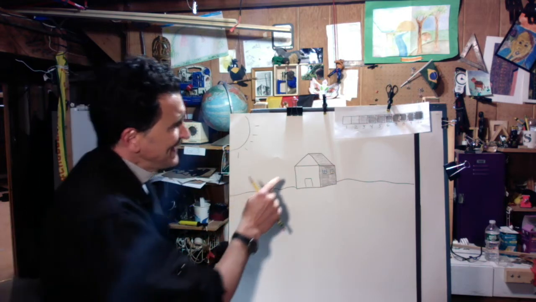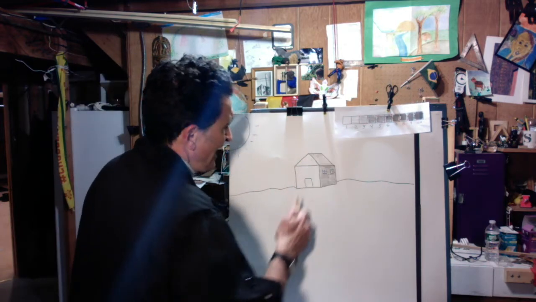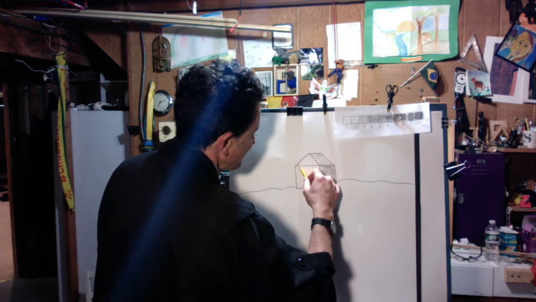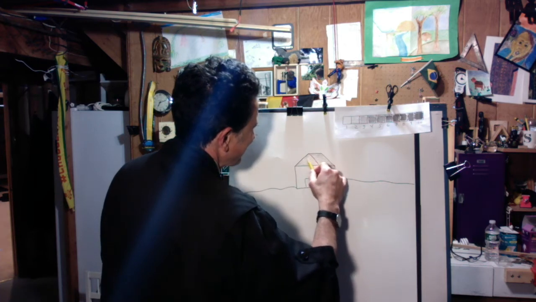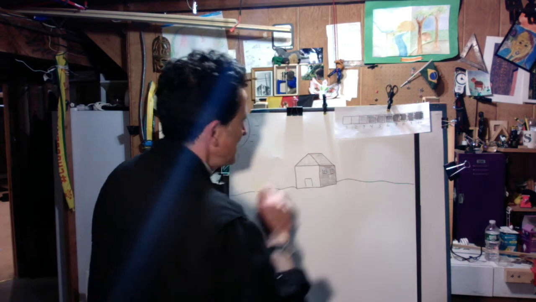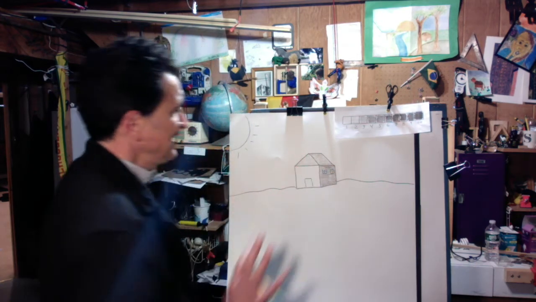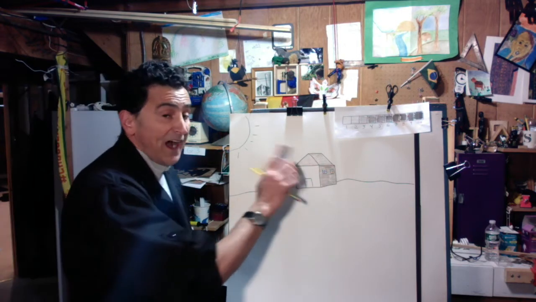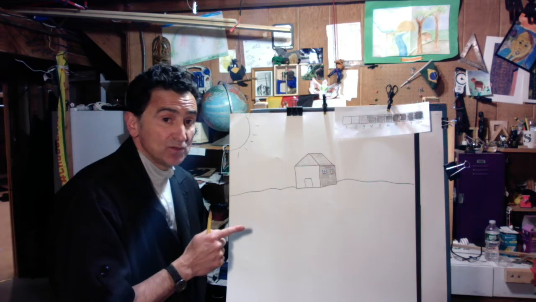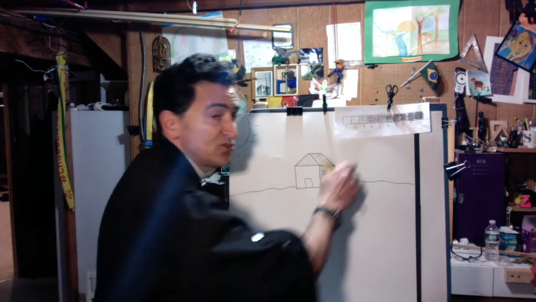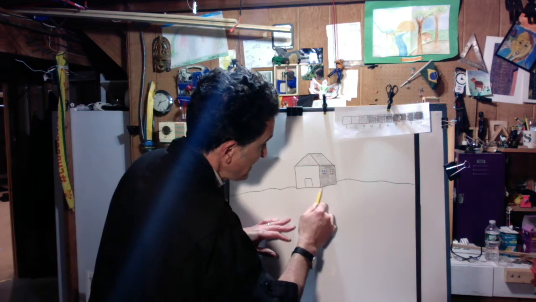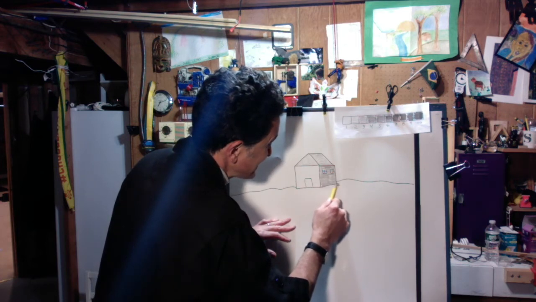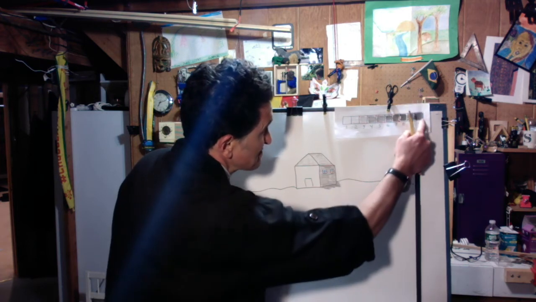Now in here, because the sun is kind of coming, I'm going to use a number 2. Now, in here, I'm going to leave it like that. If I wanted to make a shadow, like the shade from the house, then I'm going to use the number 10. If the sun is there, I'm going to put a shadow here. It's going to be number 10.